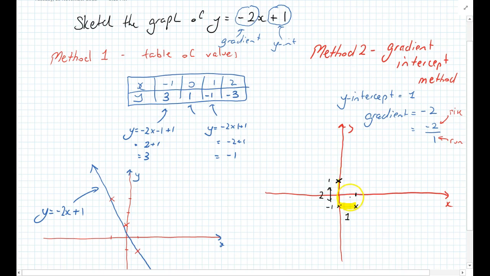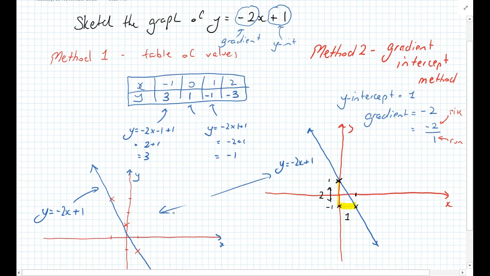Now I've got these 2 points here, and I just need to run my line through them, put arrows on the end, label it y equals -2x plus 1. You can see these two here are the same line.